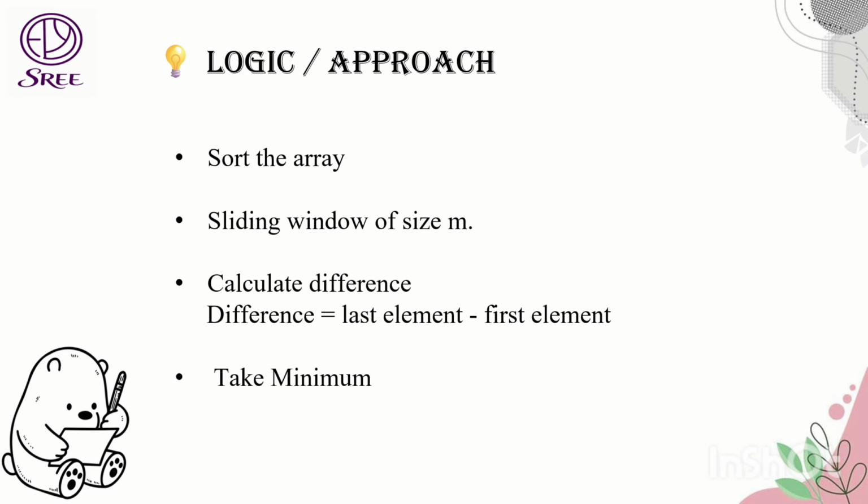Now, let us understand the logic behind the solution. Firstly, we are going to sort the array in ascending order, and in step 2, we are going to select every group of m consecutive packets, and then for each group, we calculate the difference between the last and the first elements. Finally, we return the minimum difference which is found.